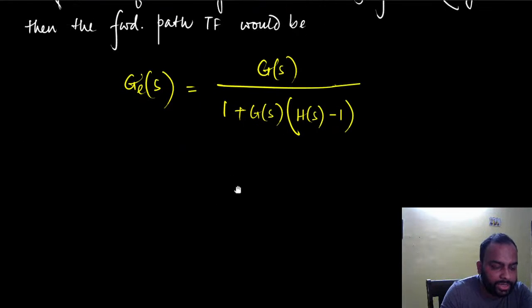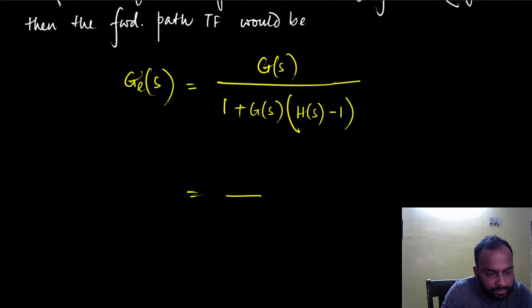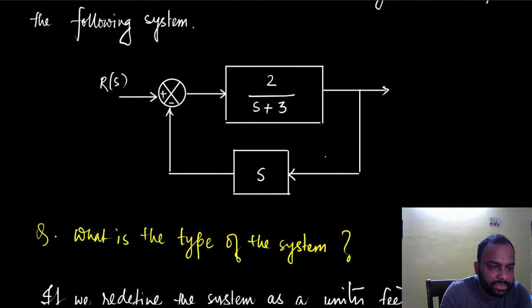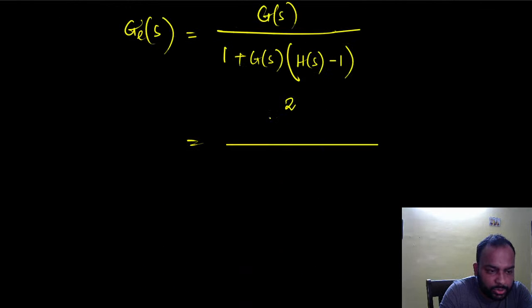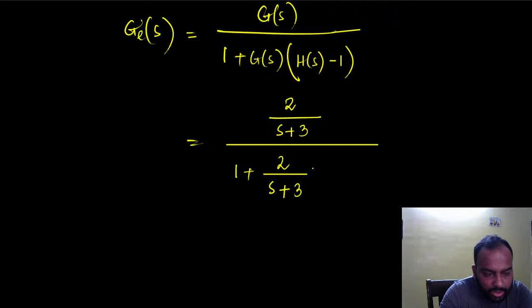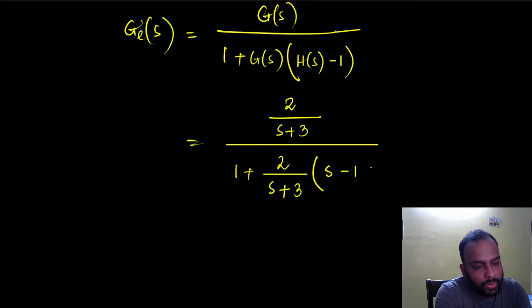All right, so let's do the calculation here. So what is GS? GS is 2 by s plus 3. That's 1 plus 2 by s plus 3, and that is then s minus 1. All right, hold on, I want this problem to be a slightly better one. Let me try my best to do this.